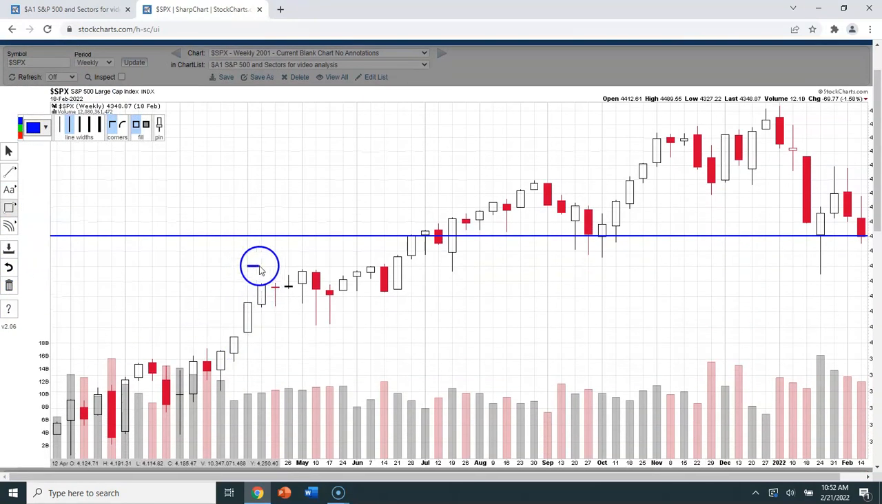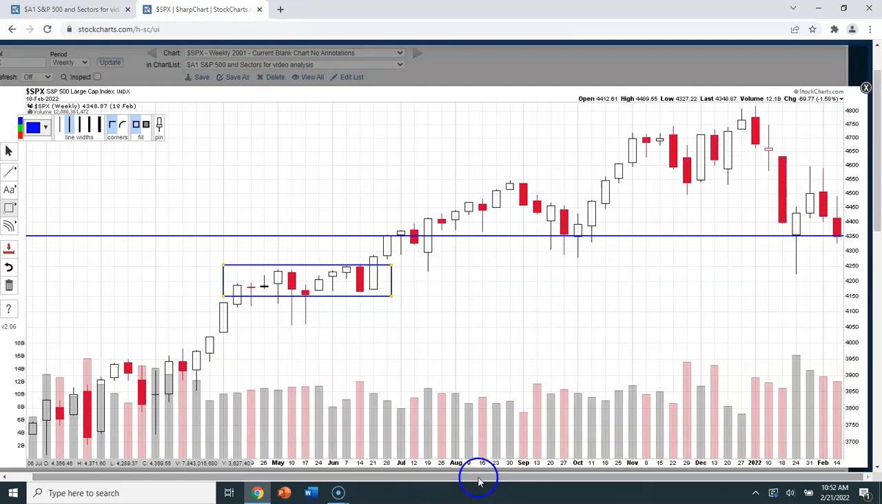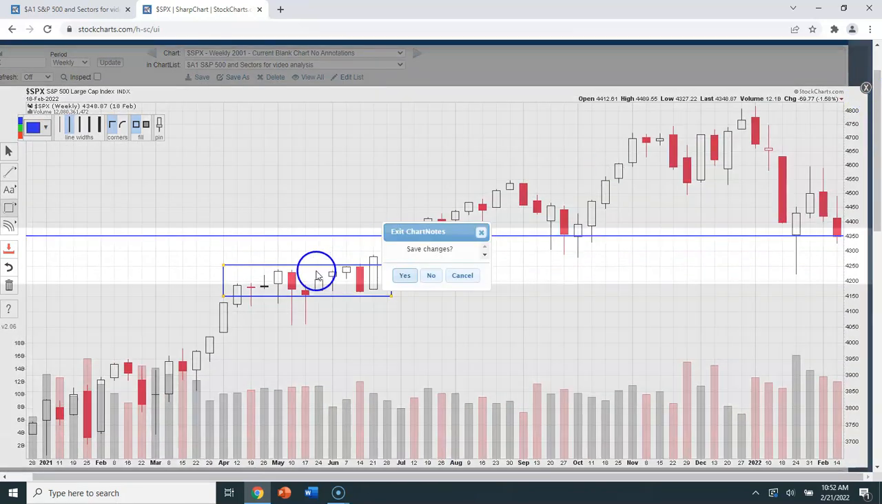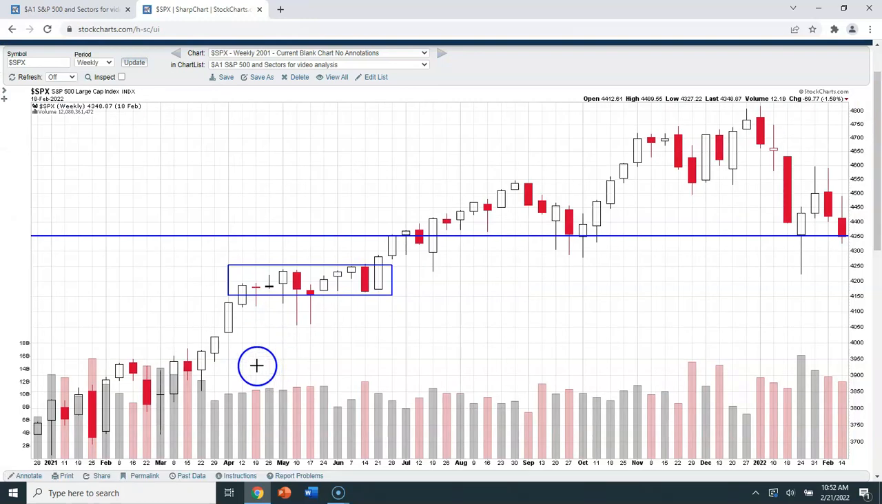So let's pull up this annotation tool, and let's bring up a box, kind of a rectangle here, because what I'm seeing is this trading right in here from back in 2021. All right, and so this really started, let's just save this box here for right now. This really started back here in April of 2021, where we got up to this level and stalled, went down and went sideways.